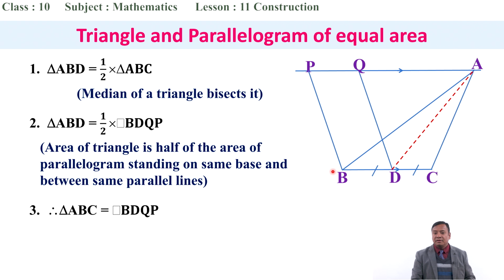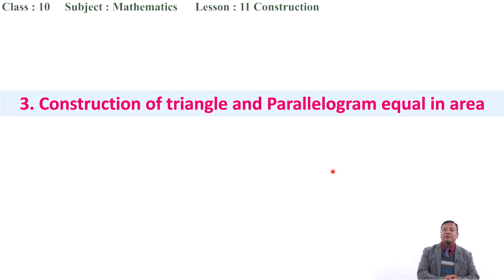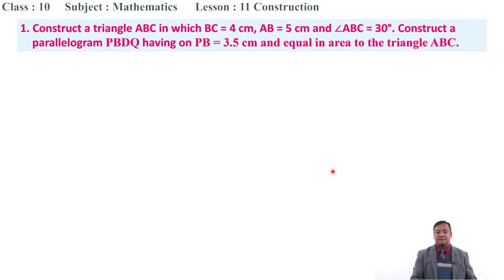Okay, now we are going to discuss the topic construction of triangle and parallelogram in equal area. For this, once see the question here. Here is a question: construct a triangle ABC in which one side BC is 4 cm, AB is 5 cm, and the next one angle is given here 30 degree.